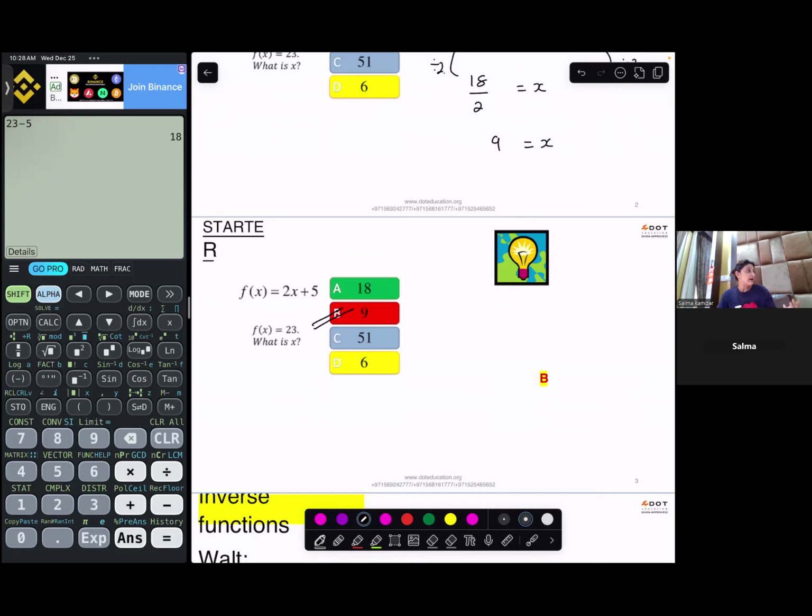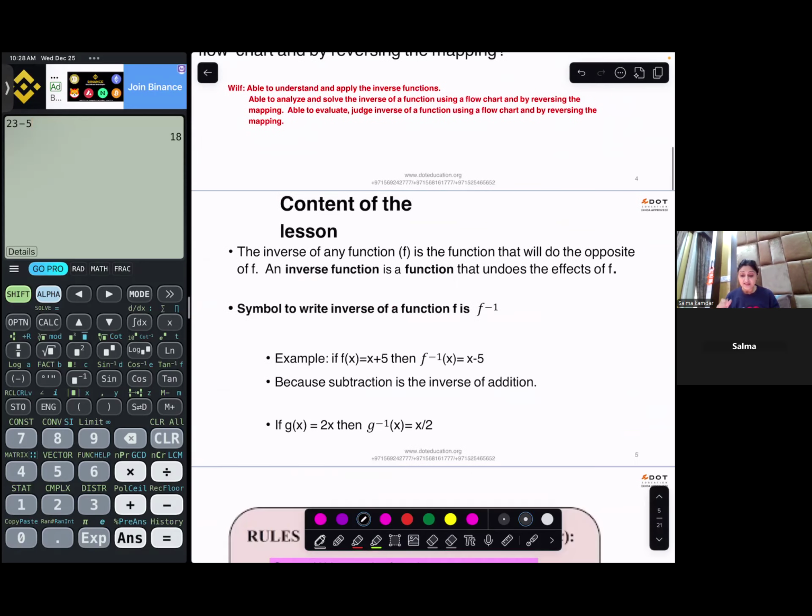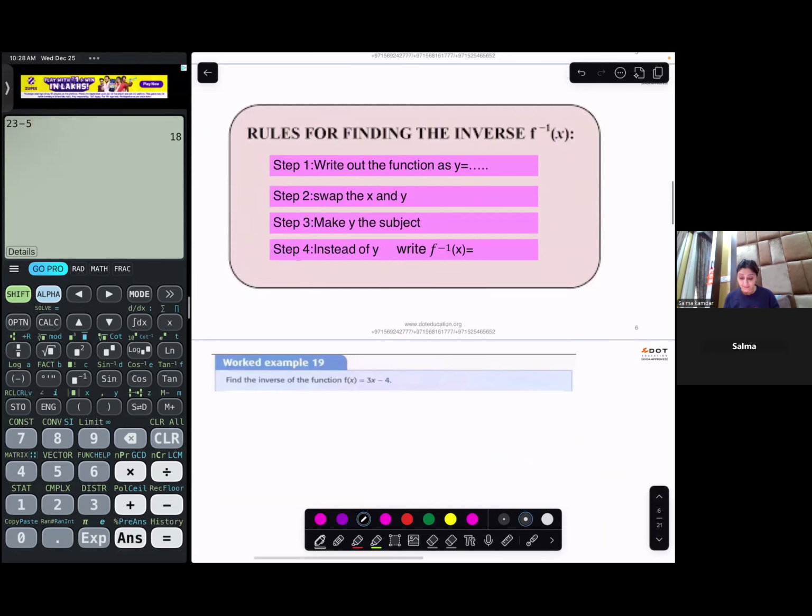Now, everything about inverse functions. How will you find inverse functions? How will you reverse the map? By the end of this lesson, you will be able to understand what inverse functions are, analyze and solve inverse functions using a flow chart, and you will also be able to do the reversing of a map.